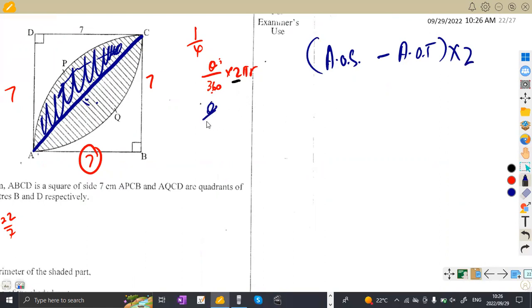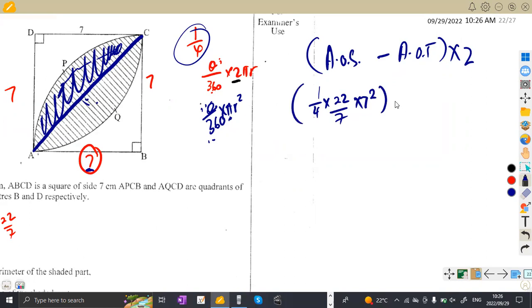Theta over 360 times pi r squared, whereby theta over 360 is a quadrant, so it's going to be 1 over 4 times pi. Remember, we simplified our pi to 22 over 7 times r squared, which is radius squared. So it's 7 times 7, or 7 squared, minus the area of a triangle. Remember, area of a triangle is half base times perpendicular height. So it's going to be half times 7 times 7.